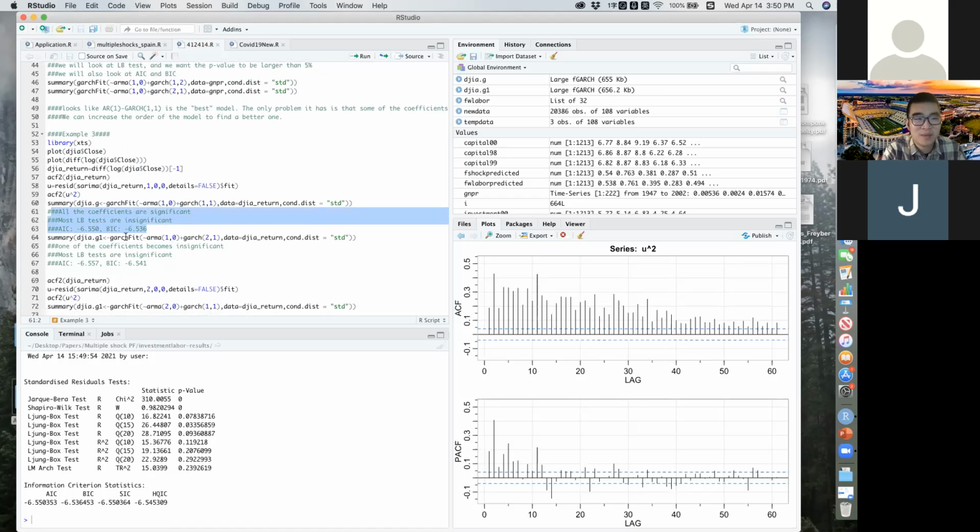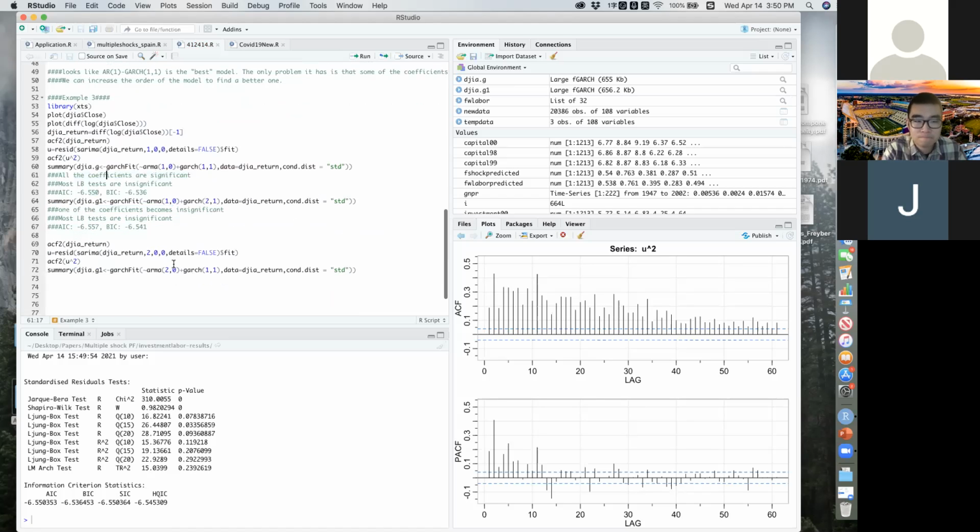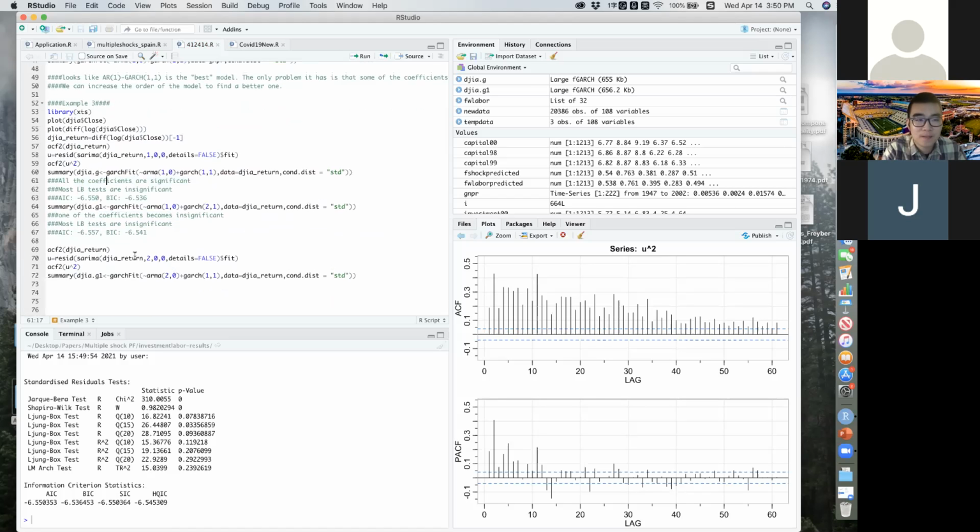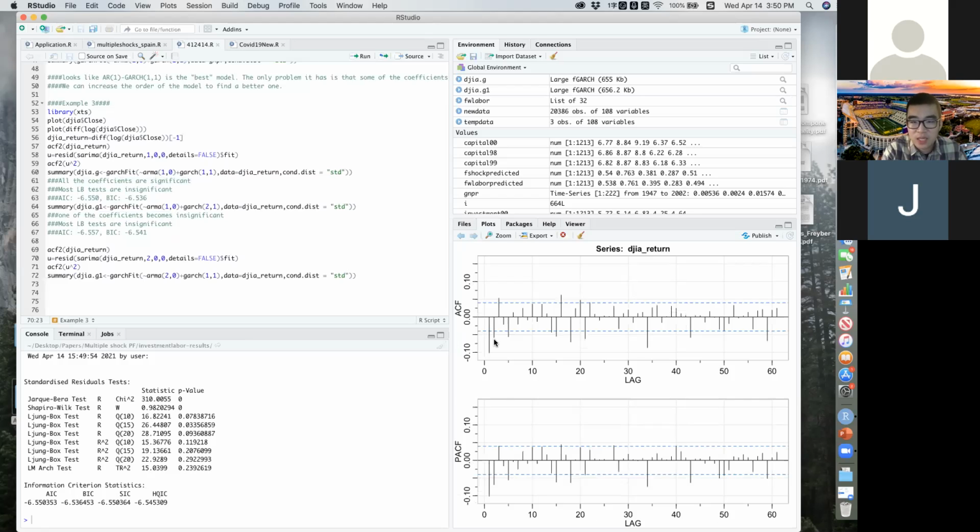Okay, the AIC and the BIC are close, the LB tests are close, but in the first model, all the coefficients are statistically significant. All right, and as I said, looking at the ACF and the PACF of the raw data, it seems that this PACF actually cuts off at lag number 2, not lag number 1.